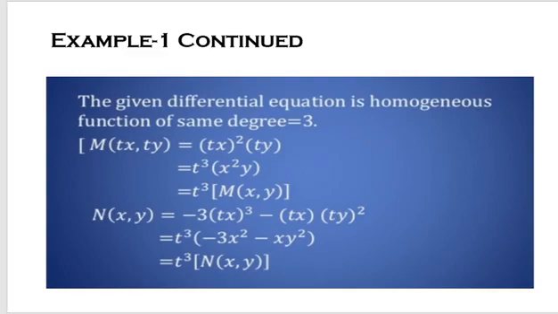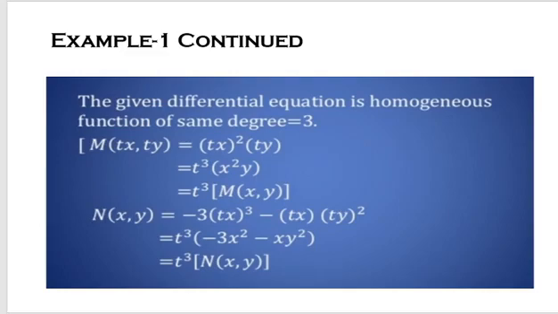Means your M is a homogeneous term of degree 3. And now take N. N is a function of x and y. Similarly, by putting tx in the place of x and ty in the place of y, you are going to get minus 3 into tx whole cube minus tx into ty whole square. That also ultimately gives you t cube into N of x comma y.